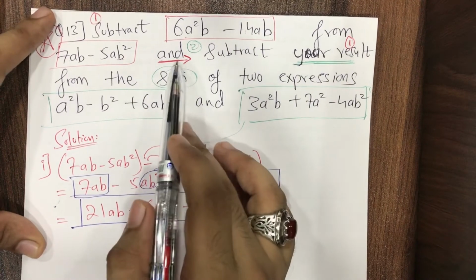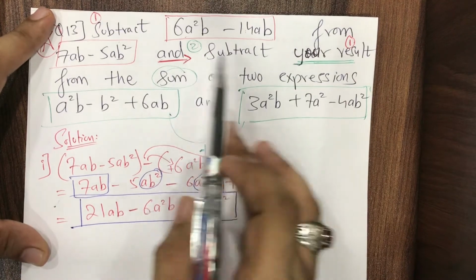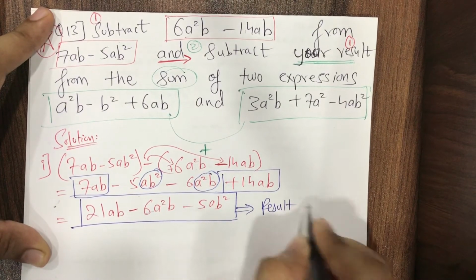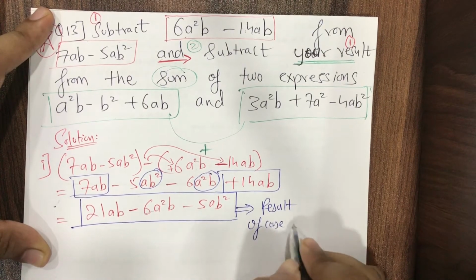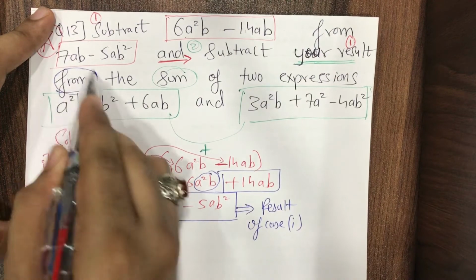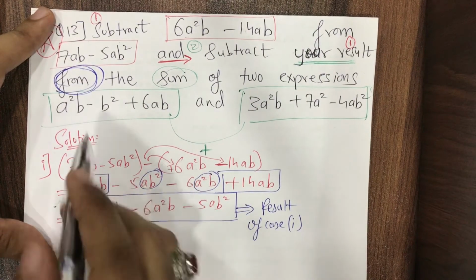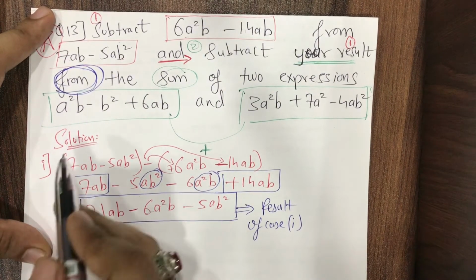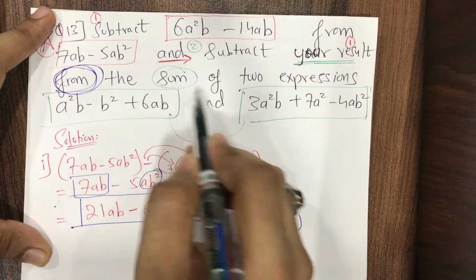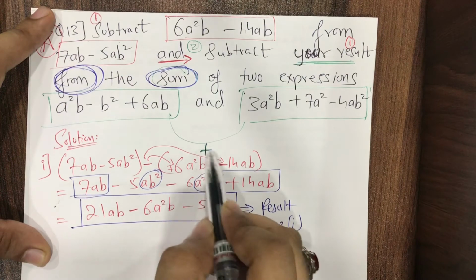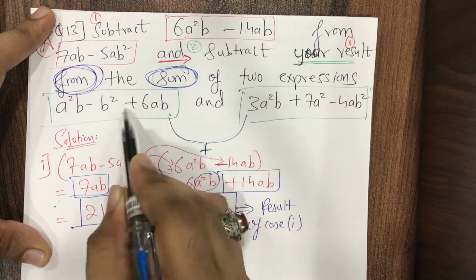Okay, next, listen once again: subtract your result. This is my result of case 1. Subtract your result from. That means we should have something before this result. We have to subtract this result from what? From the summation. From the summation. That's the reason I have declared a plus between these two. From the summation of these two.